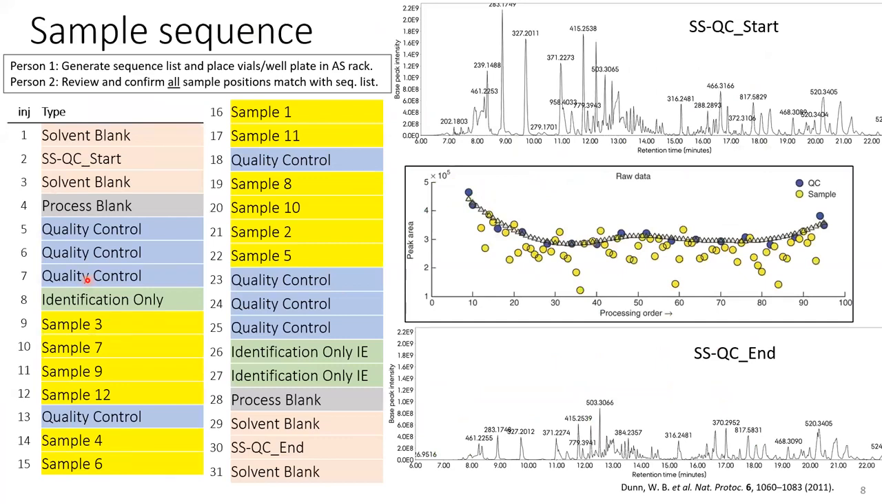Then finally, I just have an example here of a sample sequence. What we typically do. Typically, we use solvent blanks first on the platform, and then we use this system suitability check, and then we use a solvent blank again and a process blank. And then we start injecting quality controls to condition the system, because there could be active sites on the chromatographic columns and so on that need to be saturated. So we are conditioning the system by that.